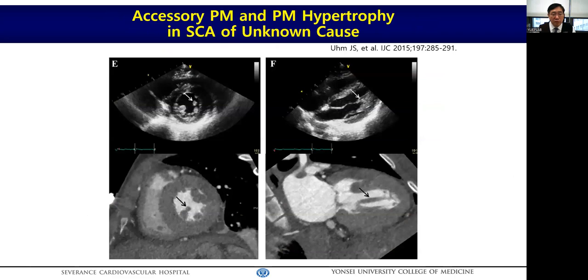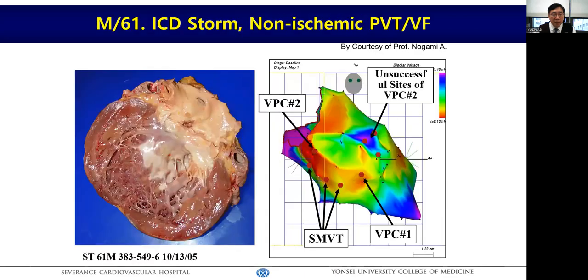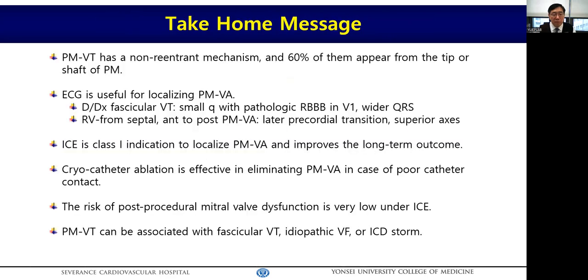My junior colleague Jason published that accessory papillary muscle or papillary muscle hypertrophy is independently associated with sudden cardiac death of unknown cause. Accessory papillary muscle and papillary muscle hypertrophy have 3.5 times and 5 times higher risk of sudden cardiac death, respectively. This is an autopsy slide kindly provided by Professor Nogami, and this patient underwent successful ablation of ICD storm. However, the patient passed away due to pneumonia and underwent autopsy. You can appreciate successful RF lesions at the posterior septum, including the posterior medial papillary muscle.